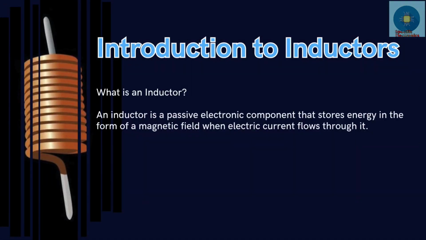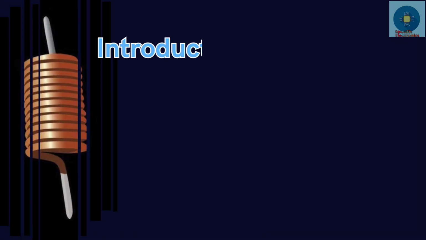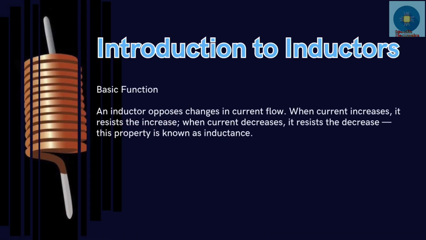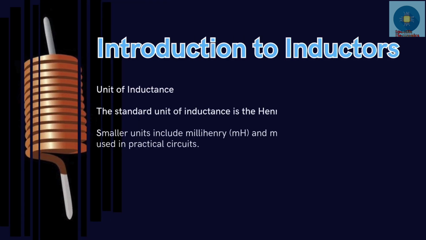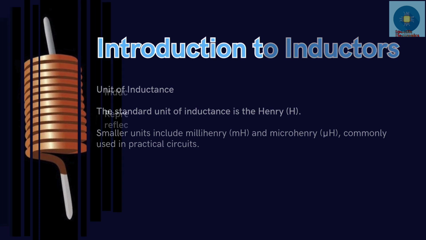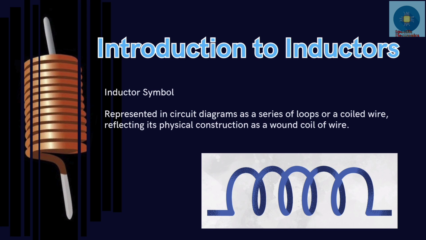First, what is an inductor? An inductor is a passive electronic component that stores energy in the form of a magnetic field when electric current flows through it. The main function of an inductor is to store energy in a magnetic field and resist sudden changes in current. This property is known as inductance. The unit of inductance is Henry, represented by the letter H. Smaller values are often expressed in millihenry or microhenry. This is the circuit symbol of an inductor. Whenever you see this symbol in a schematic diagram, it represents an inductor.